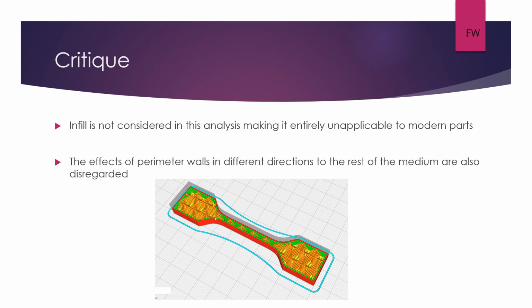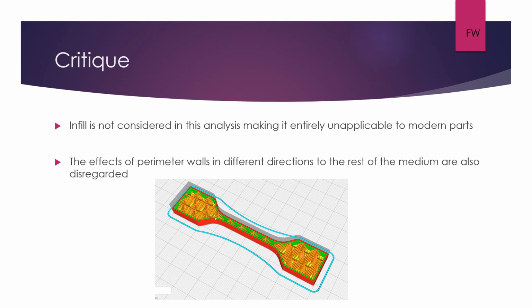Final critique with the paper is it's rather antiquated in terms of printing technology. The effects of lattice-based infill are not considered in this analysis. This analysis assumes that each layer is uniaxial fiber directions. No modern printed parts are really made like that today, as it is not very material efficient. You end up using a lot of material in places that you don't need it, and it becomes relatively expensive.